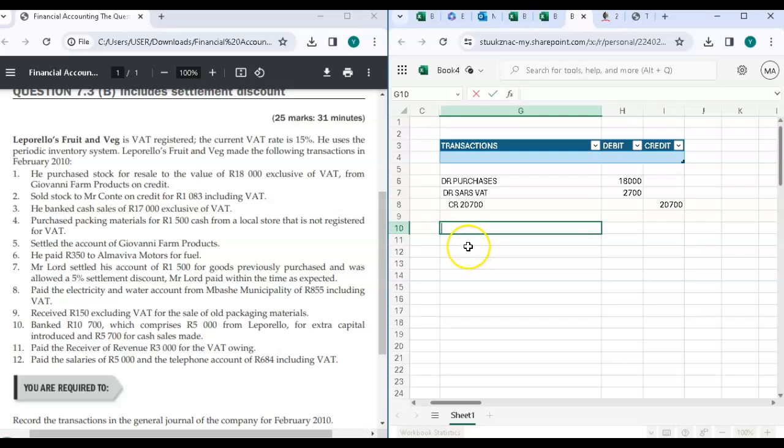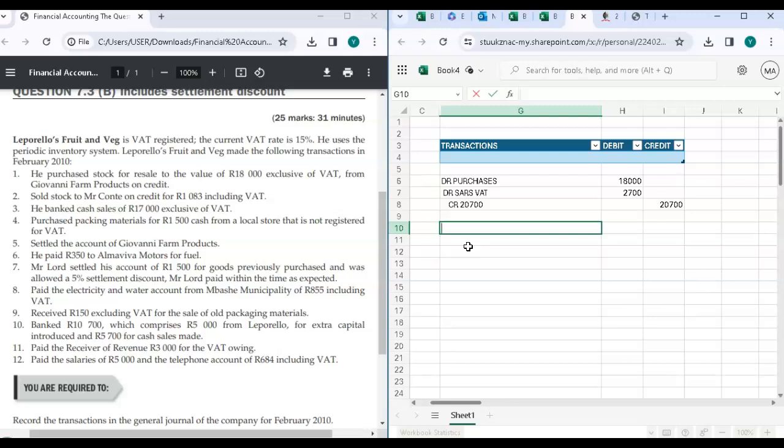Bought stock from supplier. Now, for the second one, sold stock. So now you're not buying from a supplier, you're selling stock. So straight away, you know you're going to owe SARS that VAT. Sold stock to Monitor. Okay, so that's a customer on credit. So tell me something.